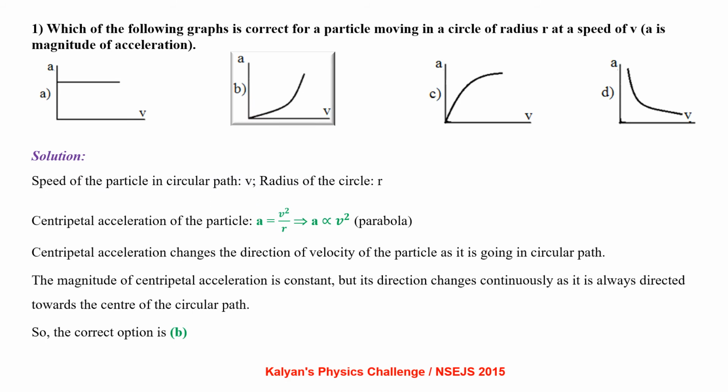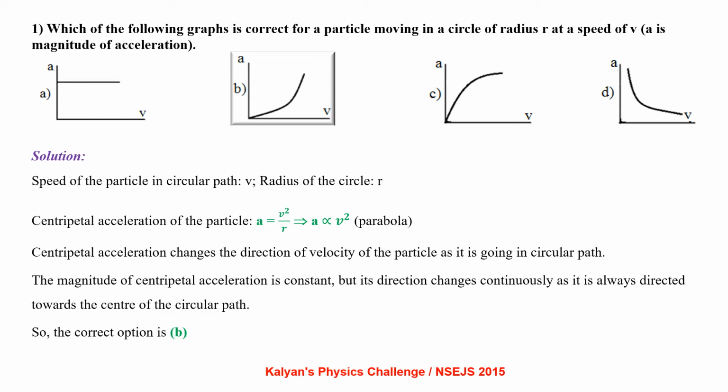Which of the following graphs is correct for a particle moving in a circle of radius r at a speed v? A is the magnitude of acceleration. The speed of the particle in the circular path is given to be v, and the radius of the circular path is r. Centripetal acceleration A equals v square by r, from which we can write A is proportional to v square. So this is the equation of a parabola.